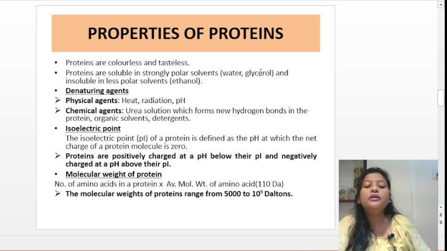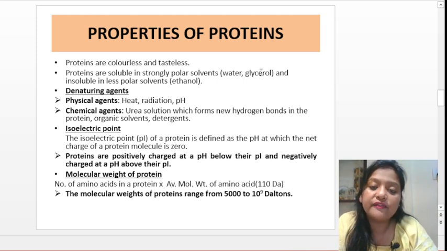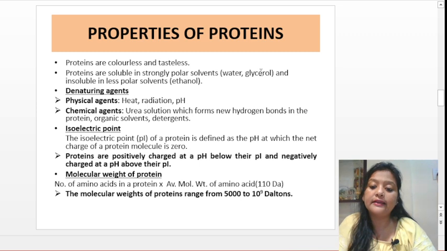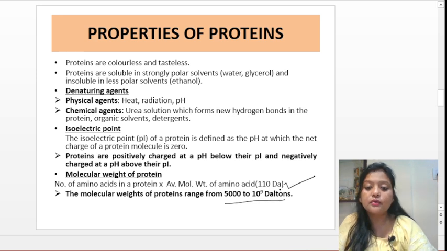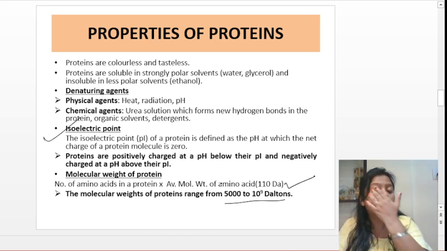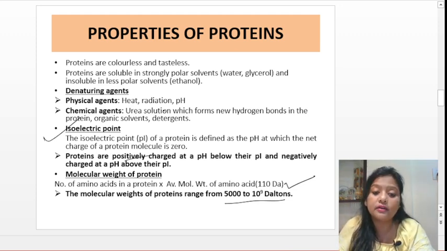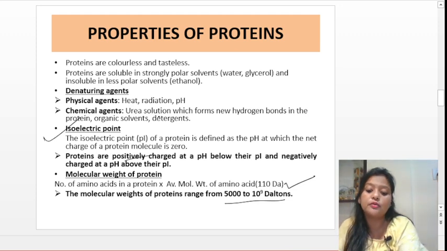Okay. So remember this. Basically, the molecular weight of protein ranges between 5000 to 10 to the power 9 daltons. Remember this because this might come in the exam. The range, the formula, and the definition of isoelectric point I've given you. So they can ask you what happens when the pH is below the isoelectric point in a protein, then the proteins are positively charged. Then what are the physical and chemical agents of denaturation.